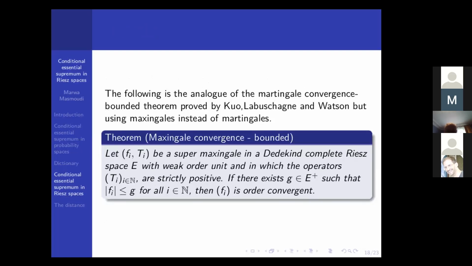The following is the analog of the martingale convergence bounded theorem proved by Q, Labouchine, and Watson, but using Maxingales instead of martingales. So if we take a super-Maxingale Phi-Ti in a Dedekind complete Riesz space with weak order unit in which the operators Ti are strictly positive, and if there exists an element G in the positive part of E which is greater than the absolute value of Fi for all i in N, then Fi is order convergent.